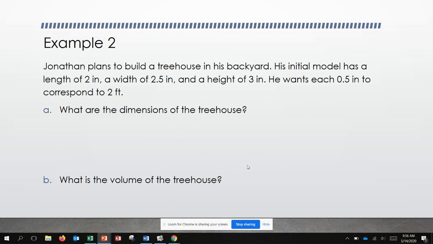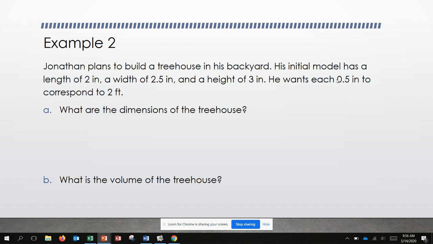So Jonathan plans to build a treehouse in his backyard. His initial model has a length of 2 inches, a width of 2.5 inches, and a height of 3 inches. He wants each 0.5 inch to correspond to 2 feet. So what are the dimensions of the treehouse? Okay, so the first thing we need to do is make sure we have here that 1 inch is equal to a certain amount of feet.